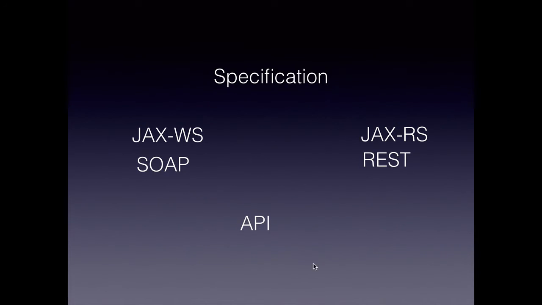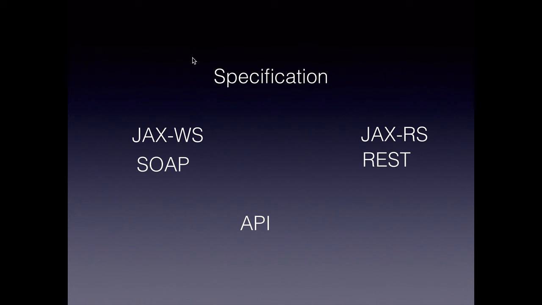What are JAX-WS and JAX-RS? JAX-WS, which stands for Java API for XML based web services, is a Java EE standard to implement SOAP based web services. Just like any other standard in the Java EE space, it comes with a specification and an API. On the other hand, JAX-RS, which stands for Java API for RESTful web services, is a standard for implementing REST services in Java or Java EE, Enterprise Edition. Again, it also has a specification and API. Oracle gives us a specification and an API.